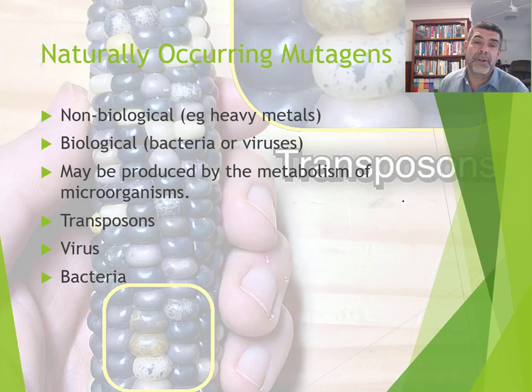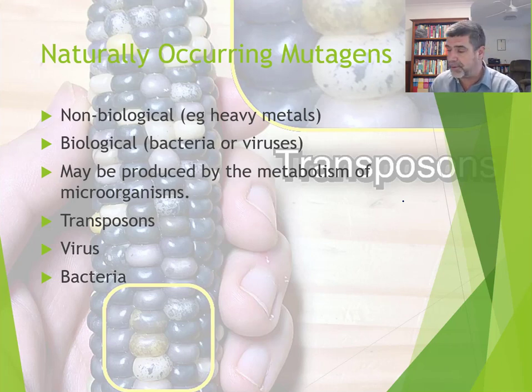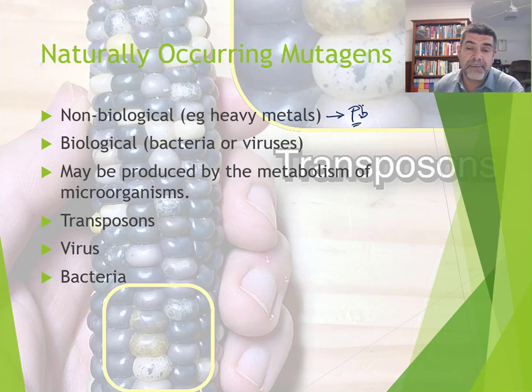So in naturally occurring mutagens, we're basically looking at all natural sources of mutation. So these can be biological and non-biological. We already know that there are some problems with heavy metals in the environment, particularly things like lead, which we know have an impact on our cells and how they function. They can also have a biological nature.